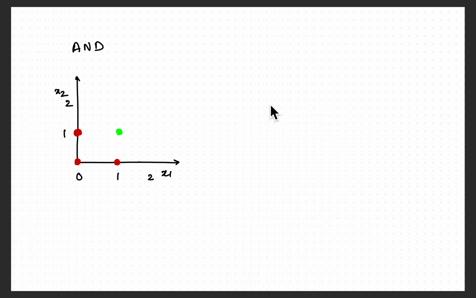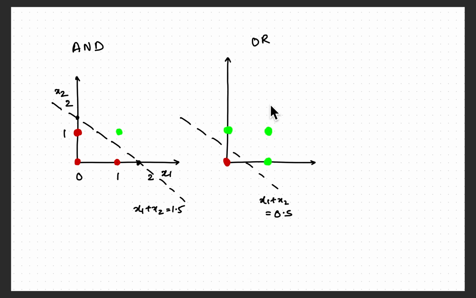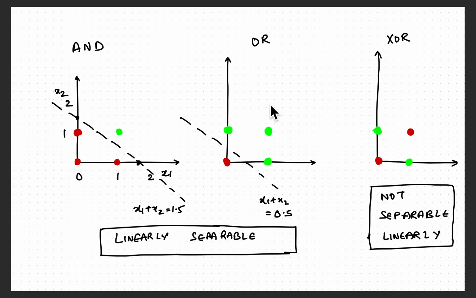So in the case of AND, I'm using red to indicate class 0 and green to indicate class 1, and one of the boundaries which can be represented here is x1 plus x2 equal to 1.5. Anything above that is 1, anything below that is red or 0 class. Similarly, for OR we can create a decision boundary. In this case it's x1 plus x2 equal to 0.5. But for XOR we cannot create a single decision boundary because it's not linearly separable.